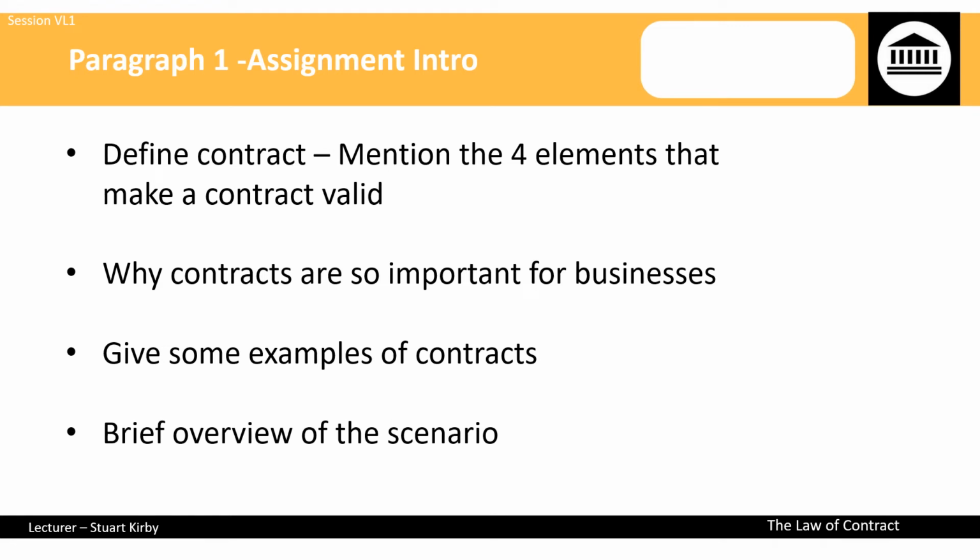And then very briefly explain the scenario. Bob is selling a stamp. He's used the method of advertising the stamp in the local newspaper. He's had some interest from a buyer. But as things progress, things go wrong, and then there's a question of whether Bob has breached a contract, and this is what the assignment's going to be about.